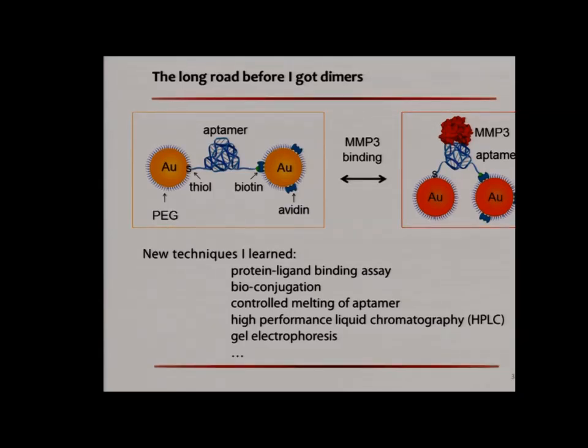I know from the binding assay that the aptamer can bind with the proteinase at the nanomolar concentration, but does this binding event really involve a change in the aptamer configuration? Does it really involve a change in the interparticle distance of a dimer, some change that we can actually see under TEM? So that was a question I have in mind.